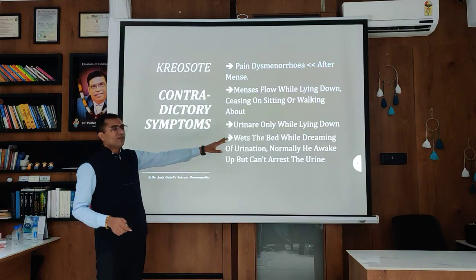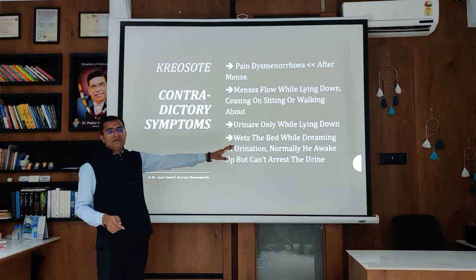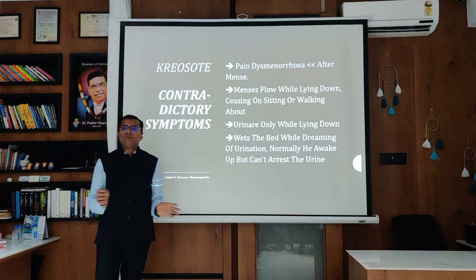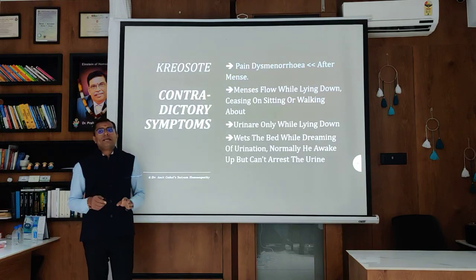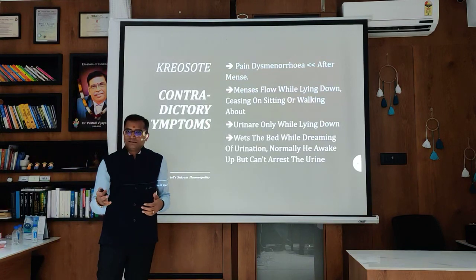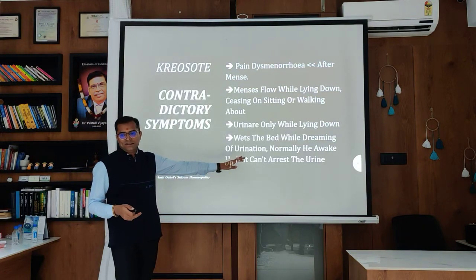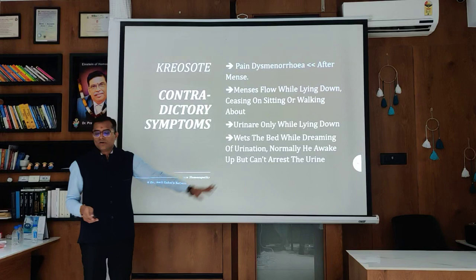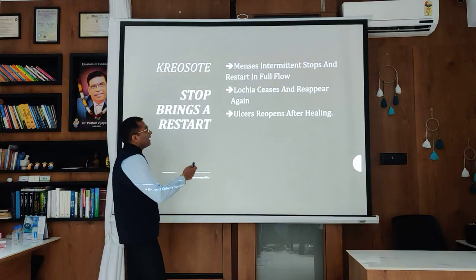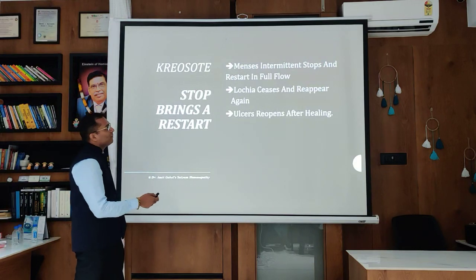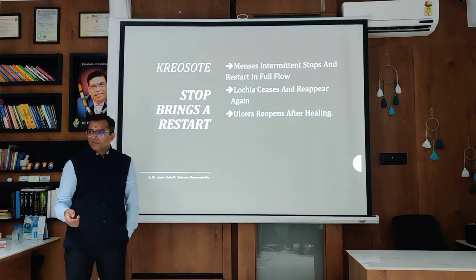Urinates only when lying down, but when standing, no urination comes. Again, she has dreams of urination. She feels that she is dreaming of urination, but actually there is urination. So there is no control over that. It wets the bed. Okay? Again, the same, stop and start. Menses intermittently stop and restart in the full flow.